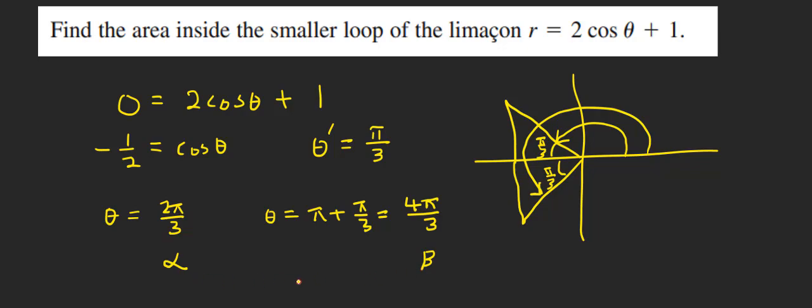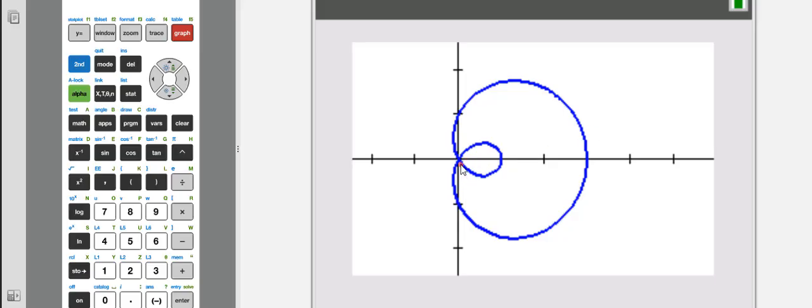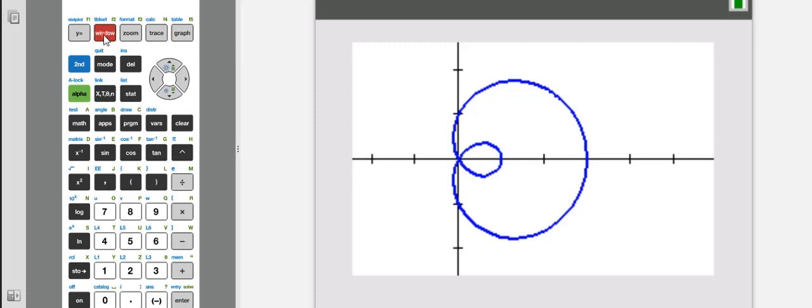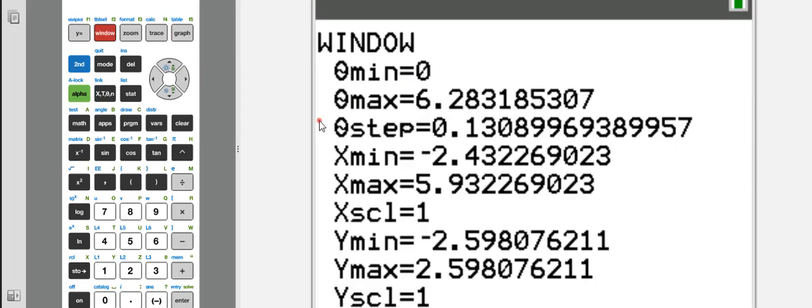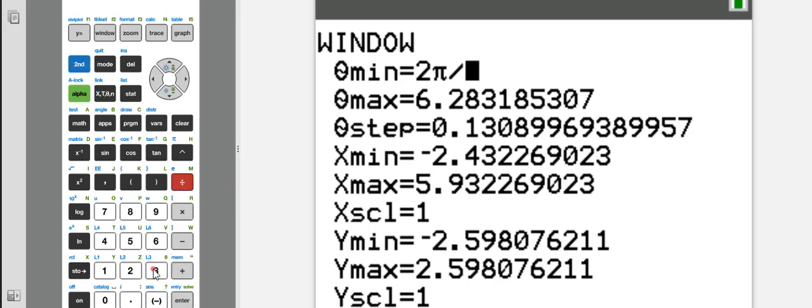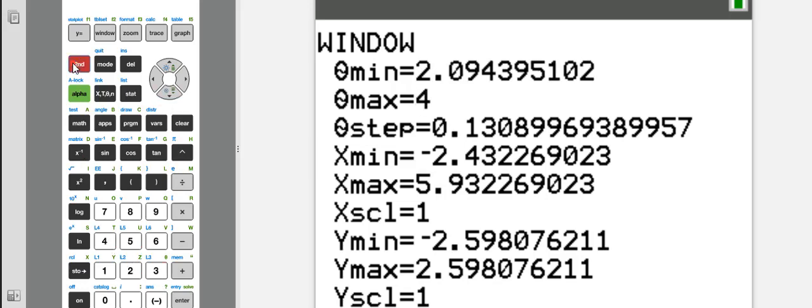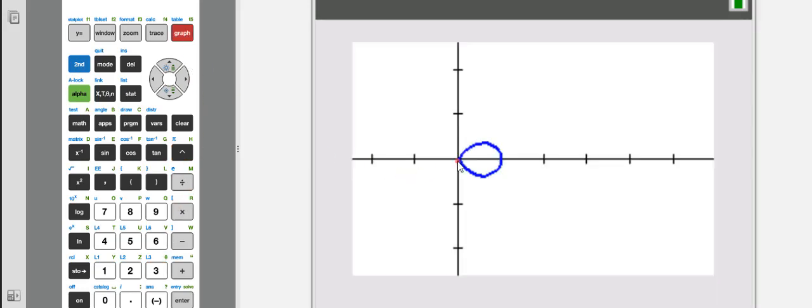Now we are going to confirm this using our graphing calculator. Remember, our goal is to get only this loop right here. So let's go to window. Let's go from 2 pi over 3 to 4 pi over 3. And graph. Yes, we only have the inner loop now.